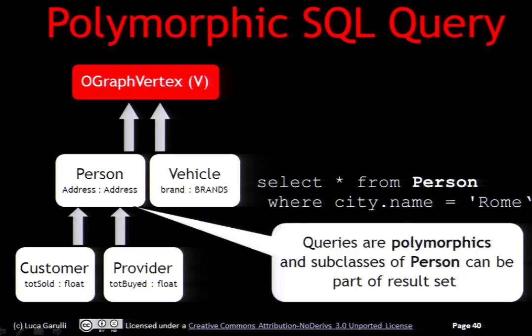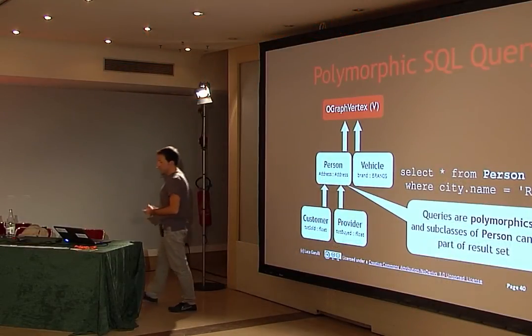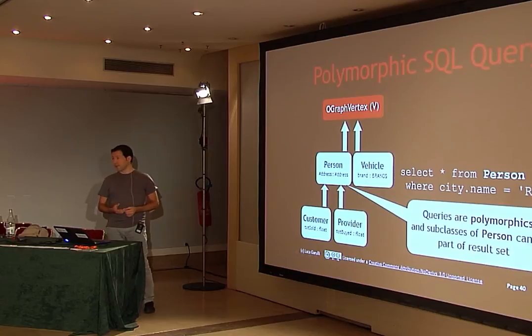And I can execute polymorphic queries. For example, select all the person where CD equals room, and will be retrieved all the person, customer, and provider instances. So queries are polymorphic. This is huge when you have a very complex application, and you can model a complex domain.